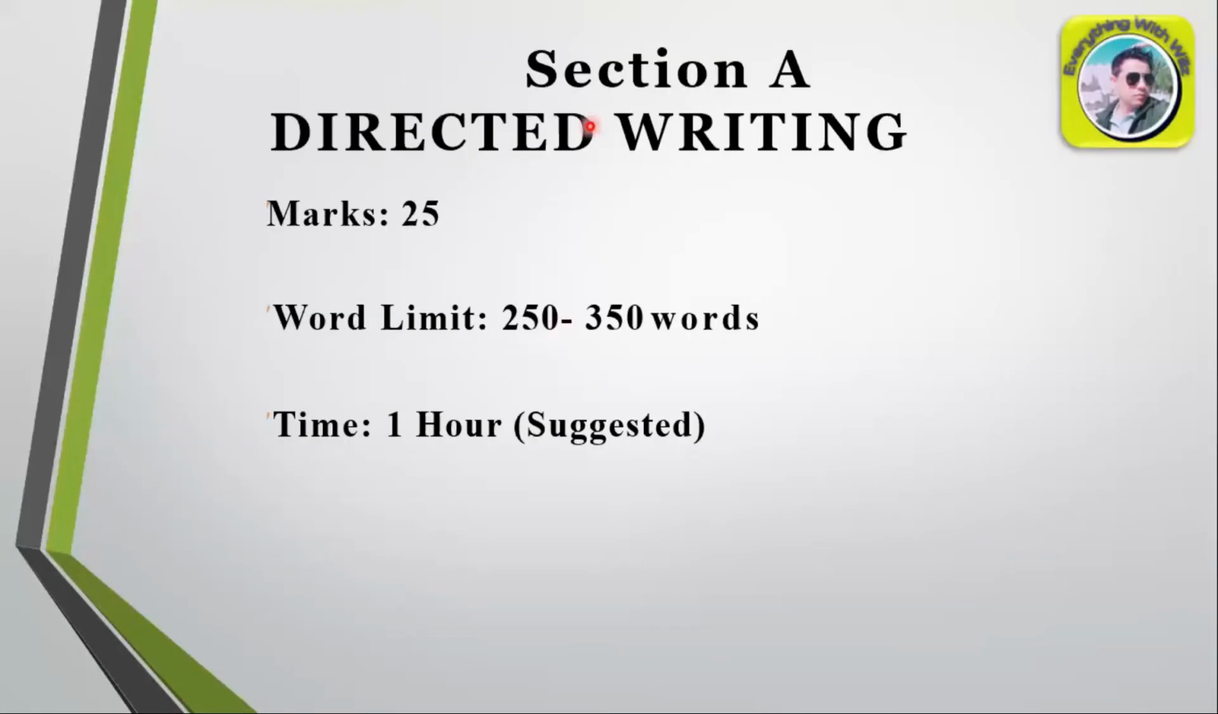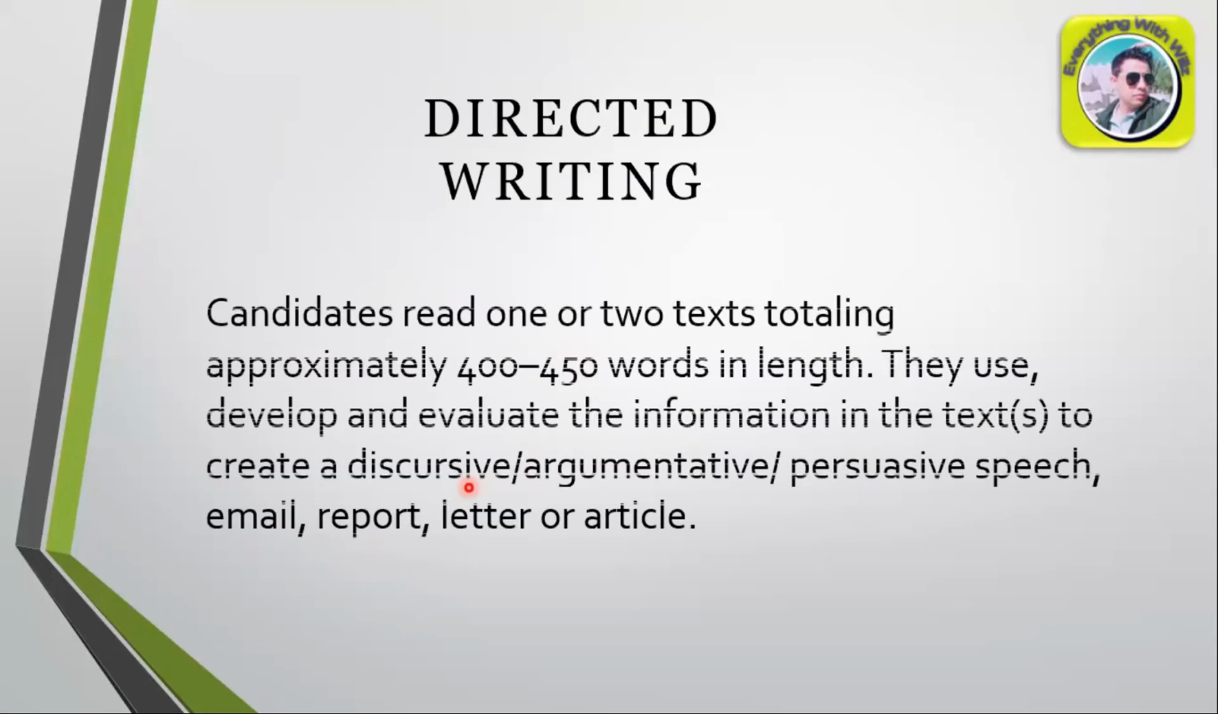All right. The directed writing is basically section one of the writing paper, and the writing paper this time is paper two. Directed writing is of 25 marks, and you have to write somewhere between 250 to 350 words. You are suggested to spend 1 hour, though 2 hours will be given to attempt the writing paper, section one and section two both, but it is suggested to spend 1 hour on task one, section one.